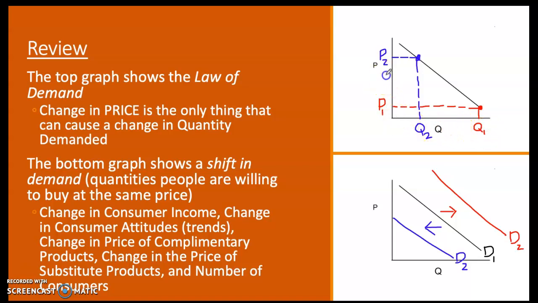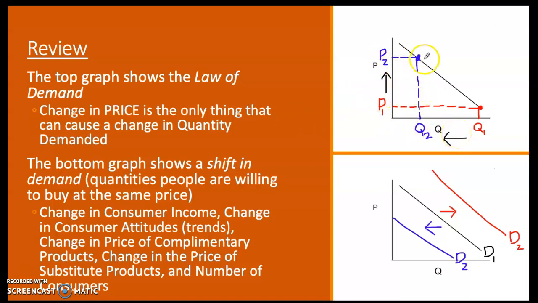Now, if we were to see an increase in price going from P1 to P2, and we were to follow that to the demand curve, and then follow it down to the quantity demanded, you can see, again, a change in the quantity demanded from Q1 to Q2, going to the left. As the price went up from P1 to P2, the quantity demanded went down from Q1 to Q2. Okay, so this is showing us the law of demand. As the price of a product increases, the quantity demanded will decrease.